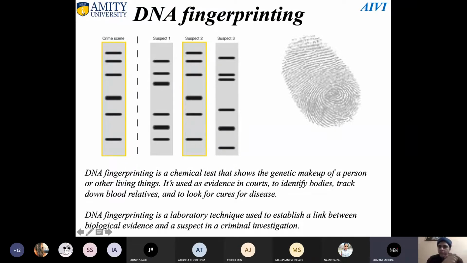But by definition, it is a way to check the genetic makeup of a person. Another way you can define it is that DNA fingerprinting is a laboratory technique used to establish a link between biological evidence and a suspect in a criminal investigation. So simply note that DNA fingerprinting is a technique utilized for forensic purposes. Its main purpose is in forensics, for identification and for connecting links.